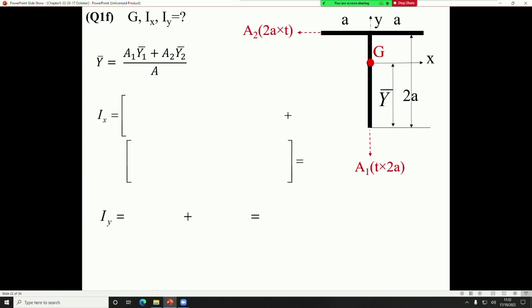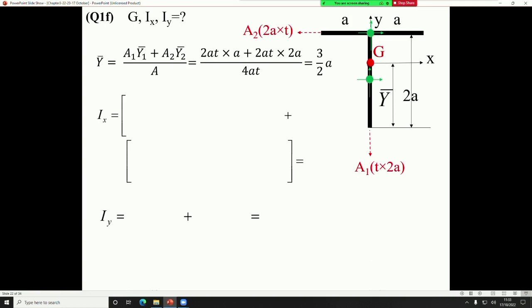Because if I draw it, I don't know if I've drawn it for you. Oh, yes, I have. So y bar 1 is equal to a. y bar 2 is equal to 2a. So these green dots are the center of gravity of each of these smaller sections. So I've written for you area 1, area 2, y bar 1, y bar 2. From there, we can find the position of its centroid. x bar is 0.